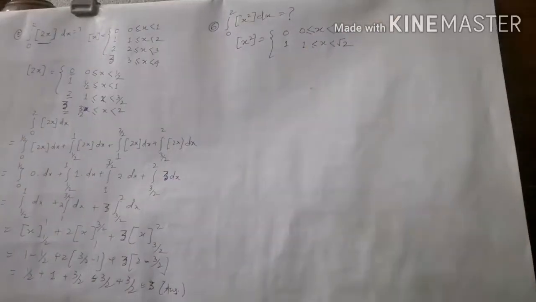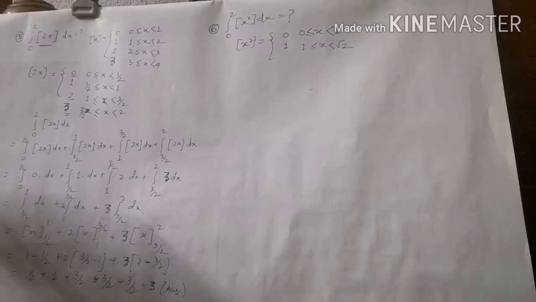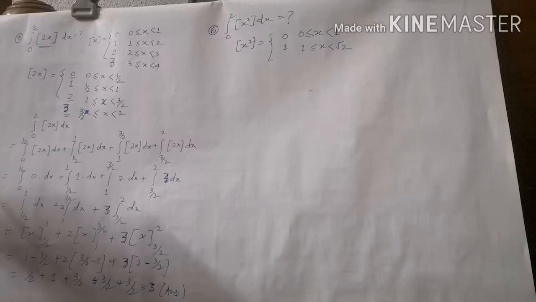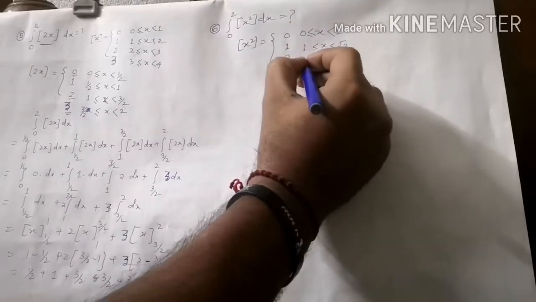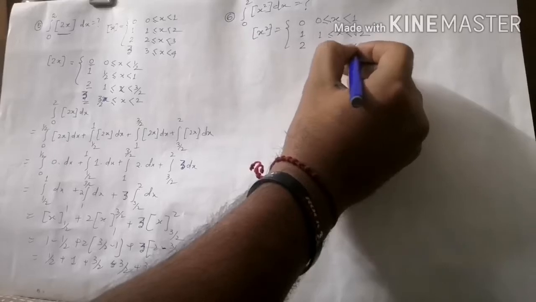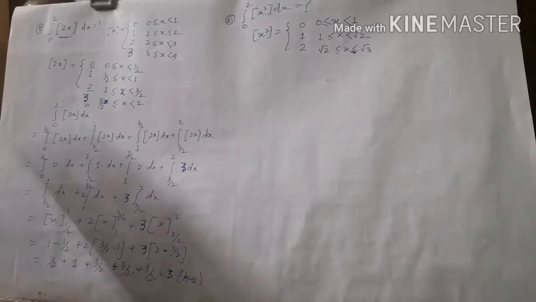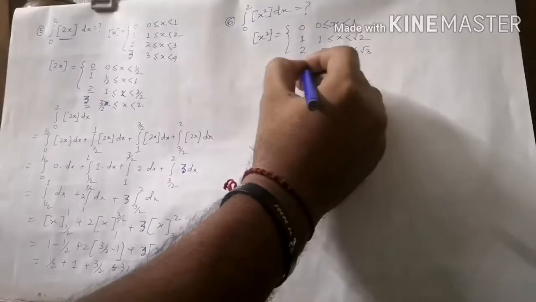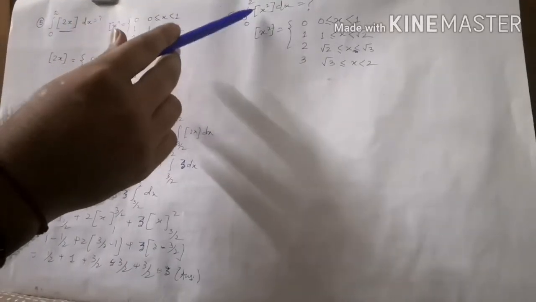The value of x square will be 2 when x lies between root 2 to root 3. So here the value of x square will be 2, x lies between root 2 and root 3, and the value of x square will be 3 when x lies between root 3 and 2, and our limit is also 0 to 2 x square dx.